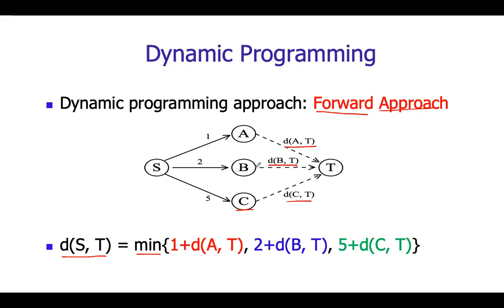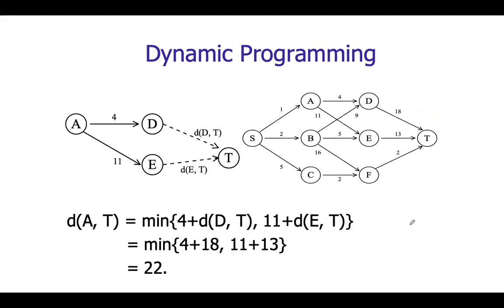We have to calculate these three things: distance of A to T, distance of B to T, and distance of C to T. If you get these three values, we'll add them to these values 1, 2, 5. Whichever is minimum, that is the shortest distance from S to T. So we have to calculate these three things. Okay, these three things we need to calculate.